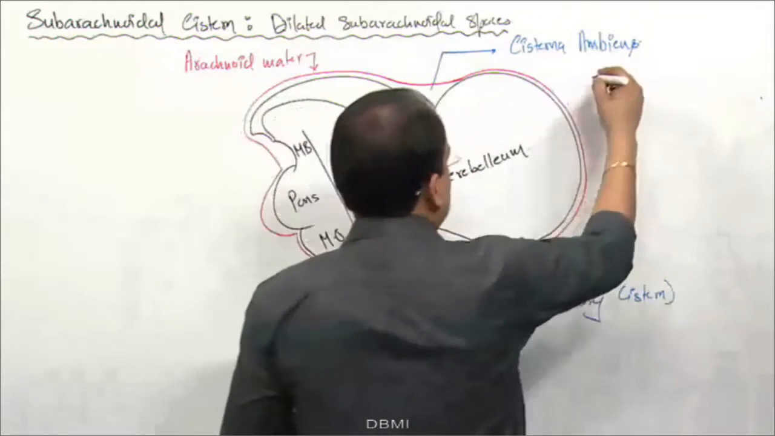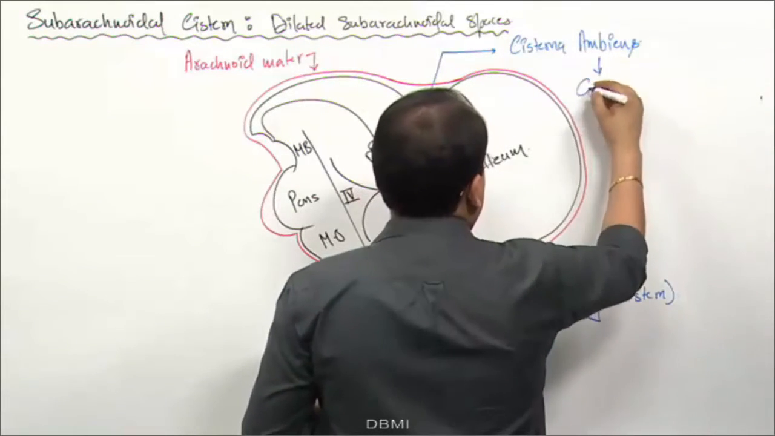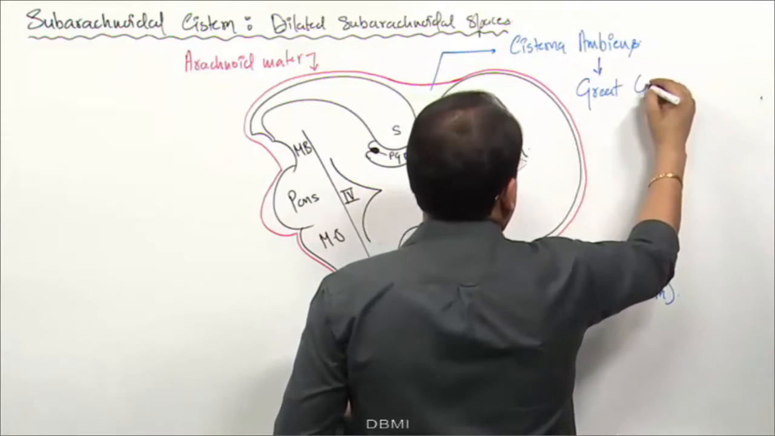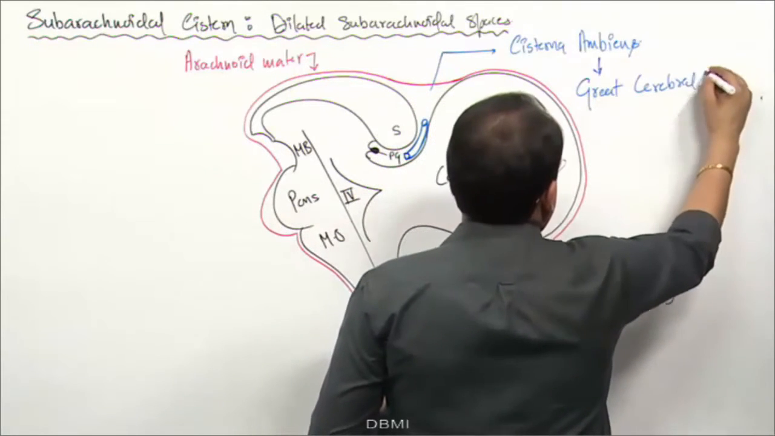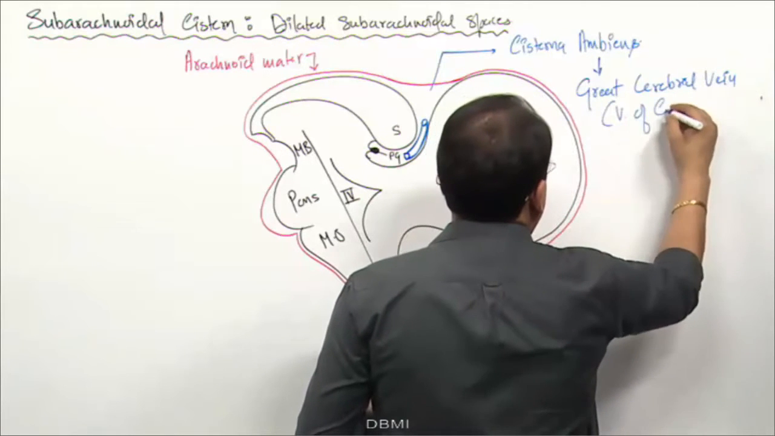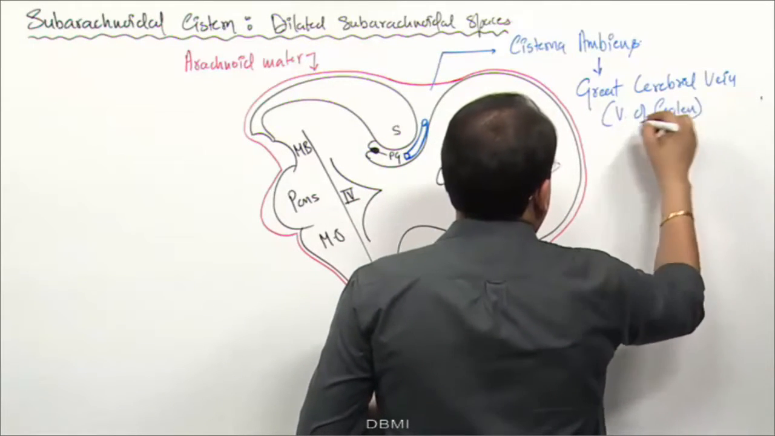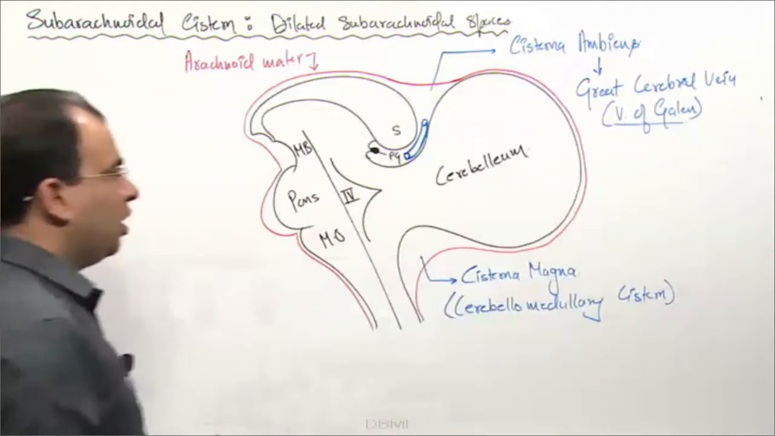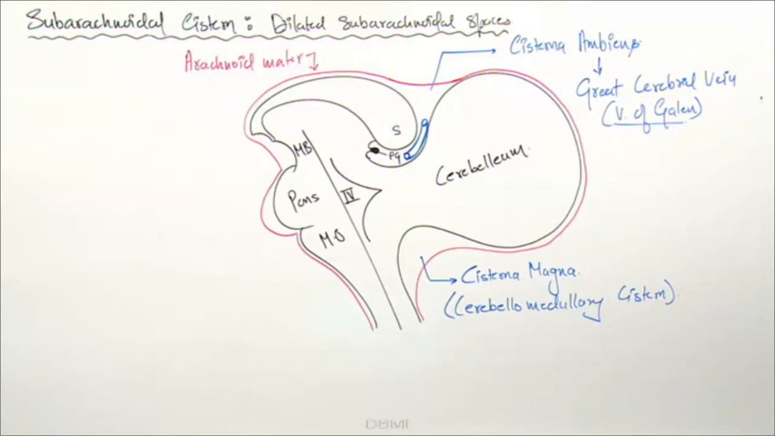guys, this vein is called as the great cerebral vein, also called as the vein of Galen. So that's the content of the cisterna ambiens, the great cerebral vein or the vein of Galen.